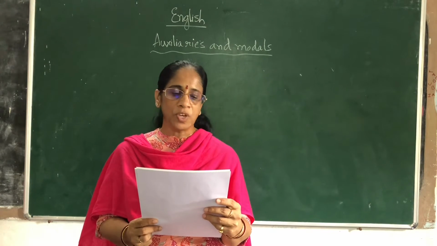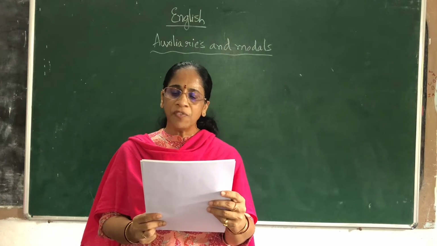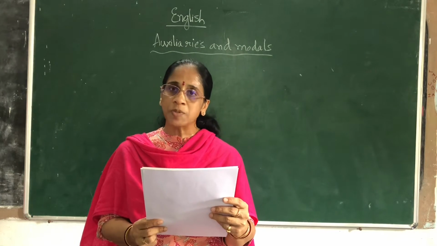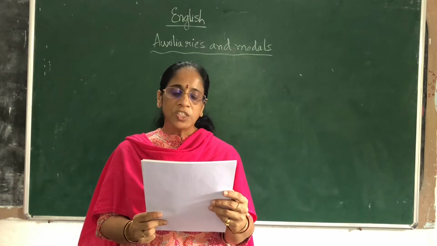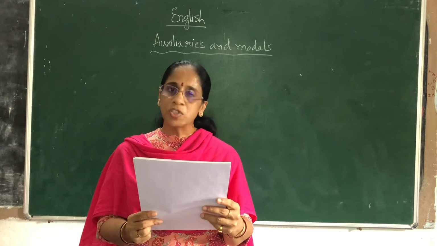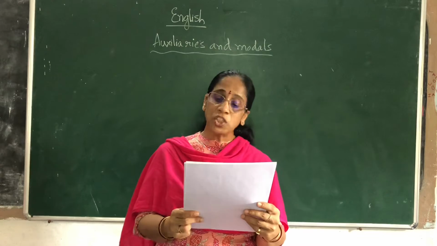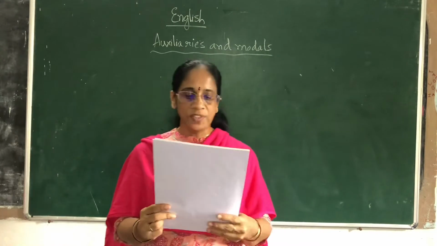This is a permission. Okay. I could swim across the river when I was young. It is an ability, expressing ability. I thought he might be at home. Possibility. She wondered whether it could be true. Possibility. Now the use of auxiliaries shall, should, will and would we will see now.